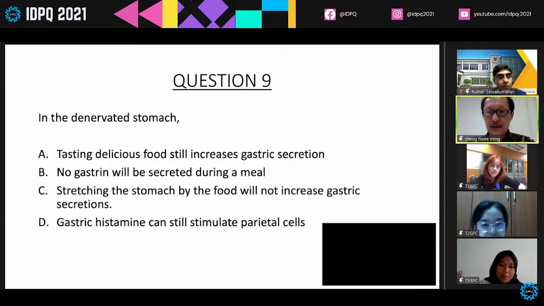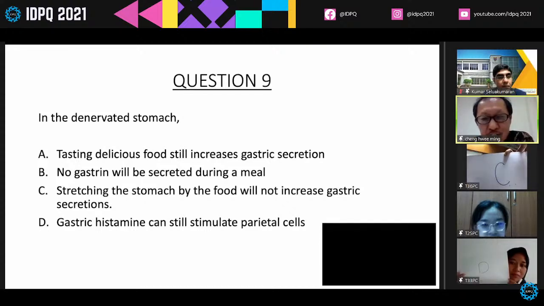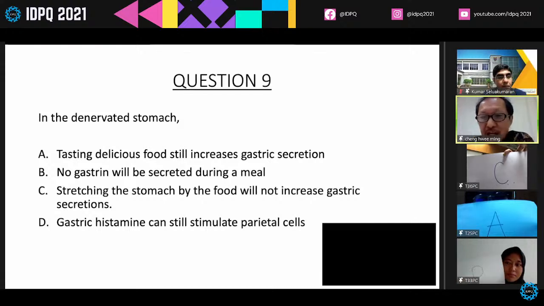Okay, answer please. Okay, so a brief explanation for this last question. When you denervate the stomach, you will lose the cephalic phase, so it cannot be A. Now, B and C, even though you do not have the extrinsic nerve, you can still have the enteric reflex. So the right answer is actually D. Gastric histamine can still stimulate parietal cells. So team 36, C is wrong. Team 25, A is wrong. And team 33, your answer is correct, D.